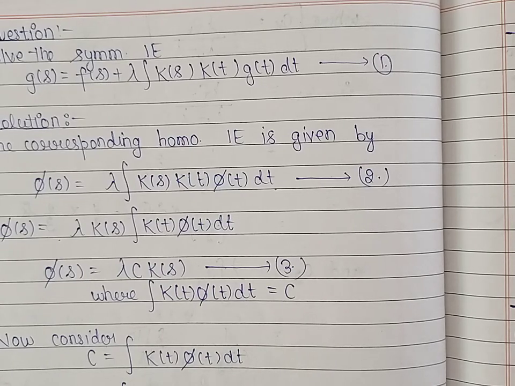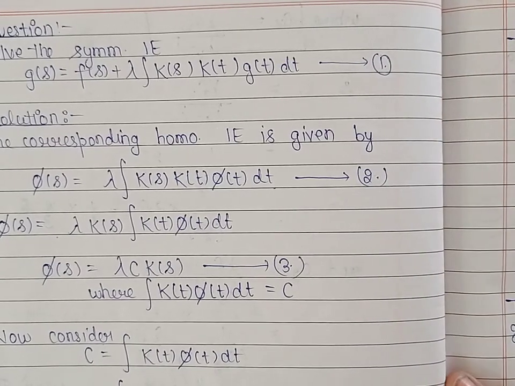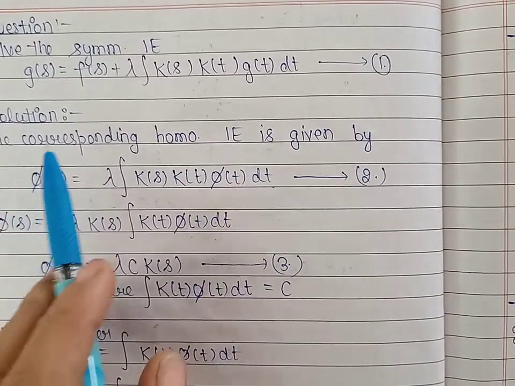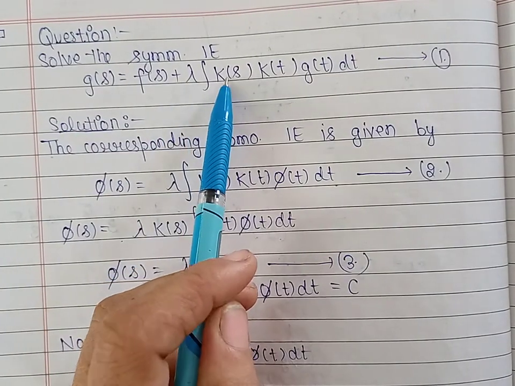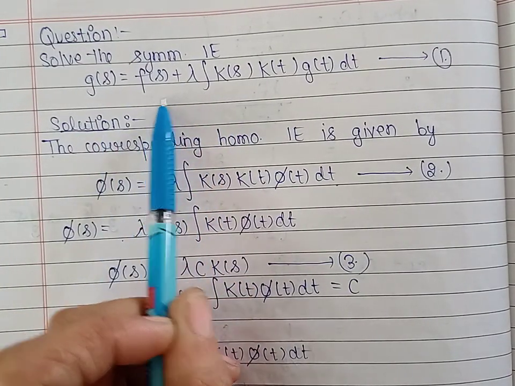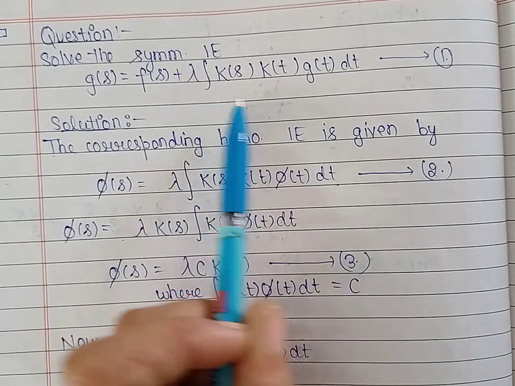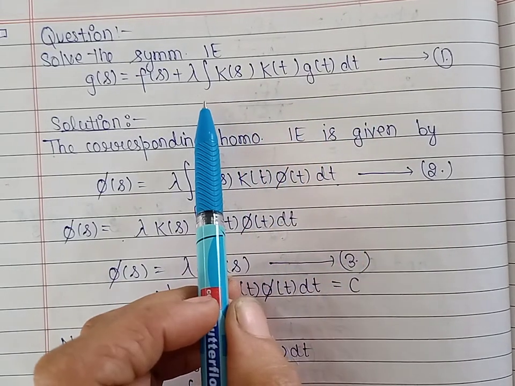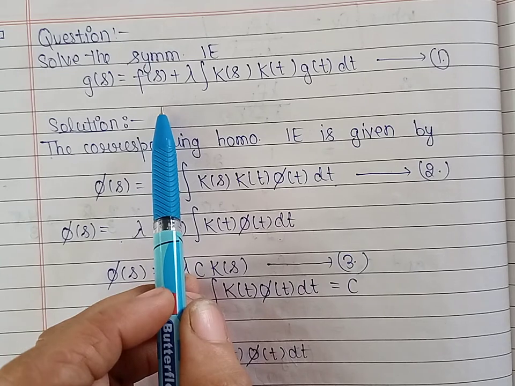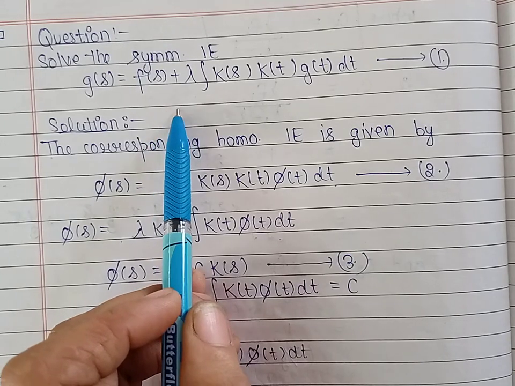Good morning, students. Yesterday we discussed the solution of symmetric integral equations with the help of the Hilbert-Schmidt theorem, and today we will discuss an example based on this theorem. So the first example is: solve the symmetric integral equation g(s) = f(s) + λ∫K(s,t)g(t)dt. Let us first find the eigenfunctions for the corresponding homogeneous integral equation.